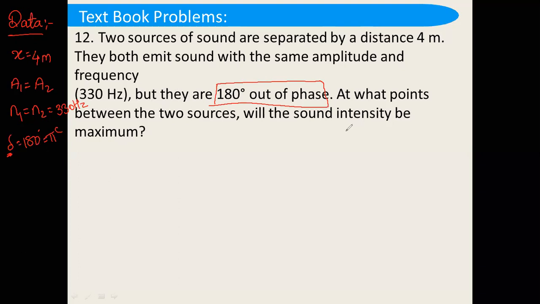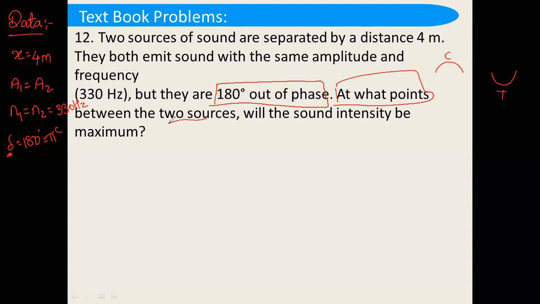They are 180-degree out of phase, which means if one wave starts with a crest, the other wave will start with a trough. If one wave is starting from the crest, the other wave will start from the trough. So this means it is 180-degree out of phase.